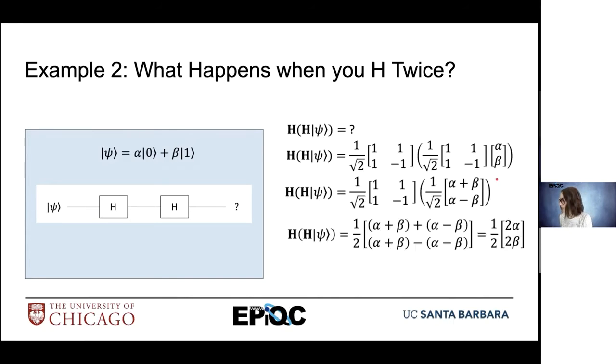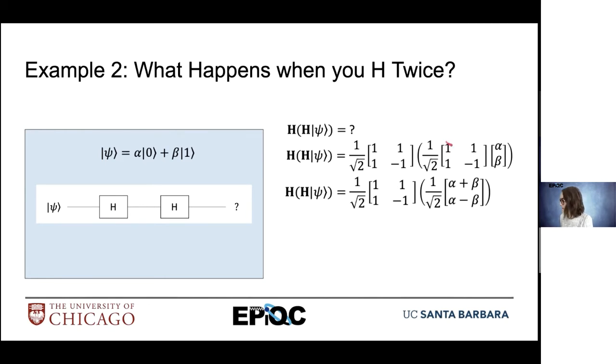We do our matrix multiplication. So we'll take a step here. When we do our first multiplication, we want to do rows times columns. So we have alpha plus beta in this top element, alpha minus beta in this bottom element. So this is our resulting quantum state. We're in a superimposed state.